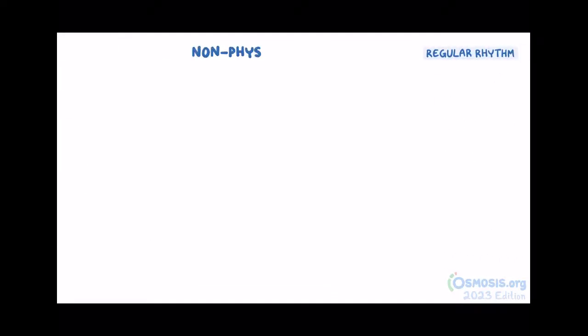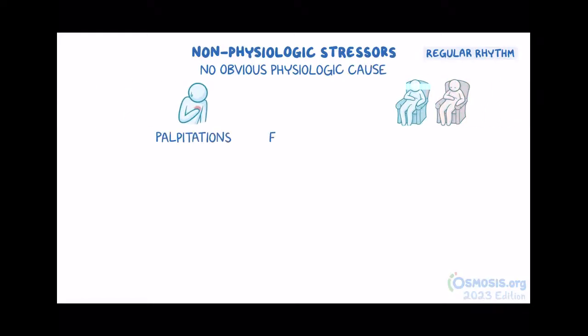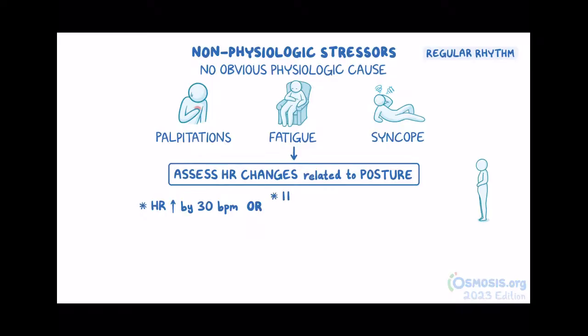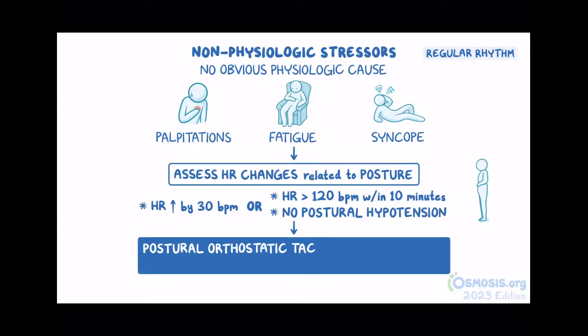Now, let's go back and take a look at non-physiologic causes of sympathetic stimulation. If the workup reveals no obvious physiologic cause, but the individual reports symptoms like palpitations, fatigue, or syncope, you should evaluate for heart rate changes related to posture. Check the patient's heart rate when they move from a supine to standing position. Once they stand up, if their heart rate increases by 30 beats per minute from baseline, or if it exceeds 120 beats per minute within 10 minutes, in the absence of postural hypotension, you can diagnose postural orthostatic tachycardia syndrome, or POTS for short.